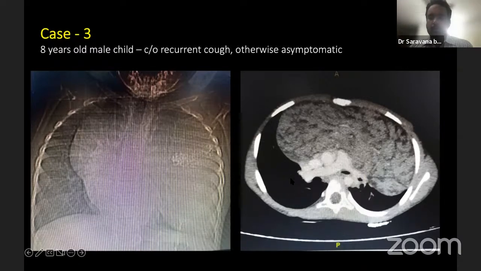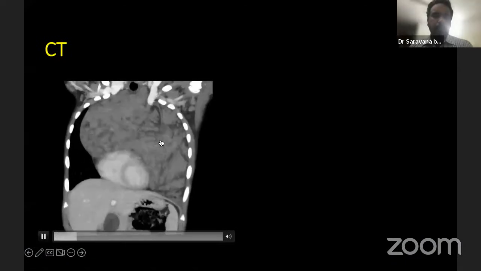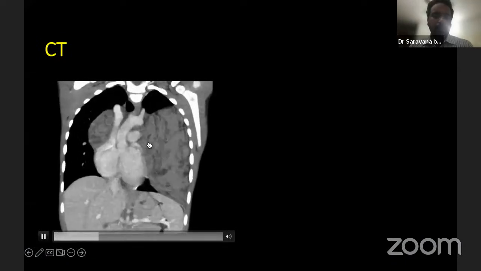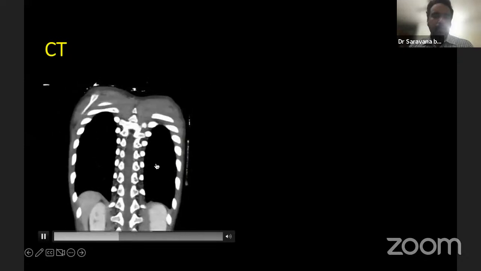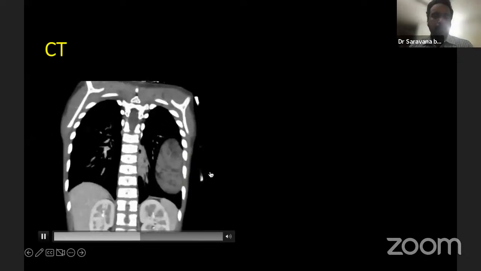So CT imaging was done, and it was found that it was a huge mass sitting in the mediastinum. This is the division of the pulmonary arteries, this is the lower end of the trachea, and this is the esophagus. But in the X-ray, you see that there was not much deviation, and the trachea looks patent. You can see this is a CT image. You can see the mass, which is huge, lying anterior to the heart and occupying almost the entire left-sided thoracic cavity.